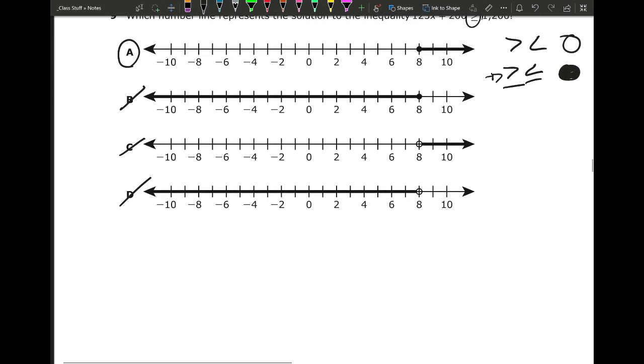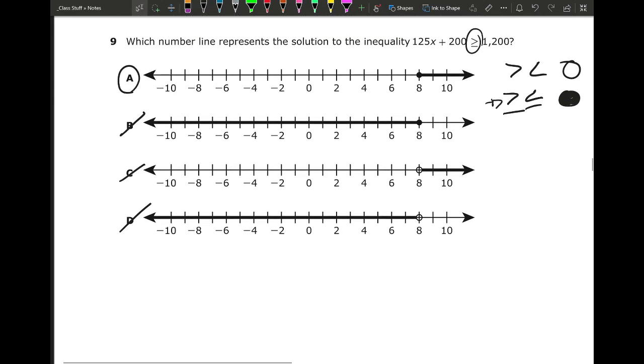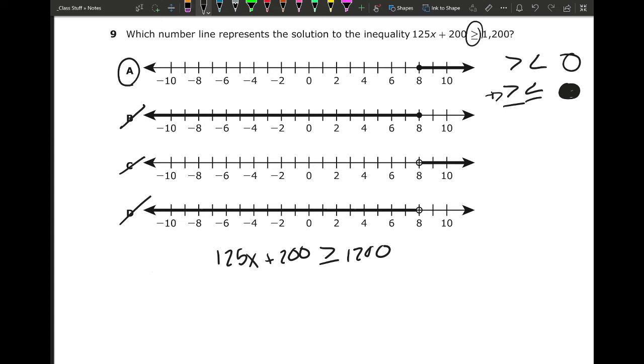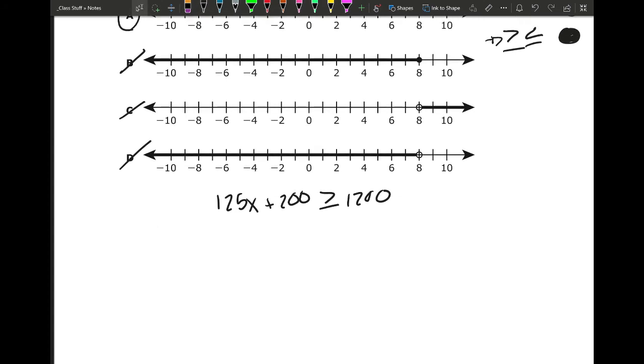Okay, so I'm going to rewrite this: 125x plus 200 greater than or equal to 1200. First step, we have to isolate x, right? We have to leave x by itself. So I'm going to subtract 200, and what I do to one side, I better do on the other side. If I don't, I'm going to get it wrong. That cancels out, and I'm left with 1,000 on this side. My sign has not changed, and then I'm left with 125x over here.